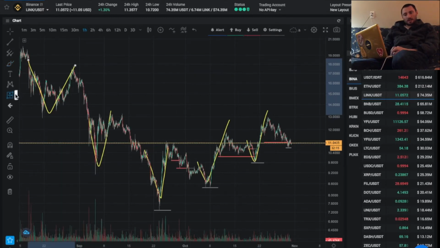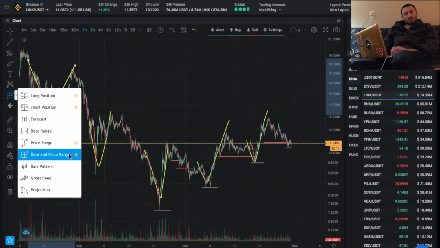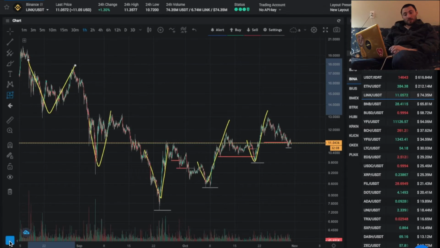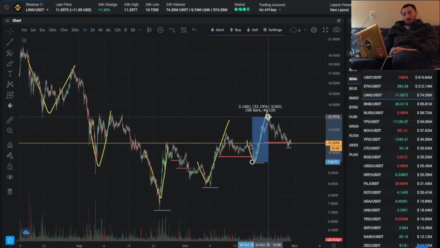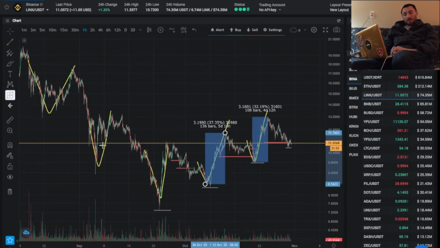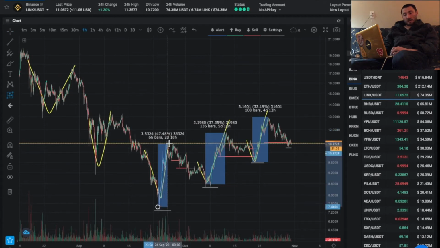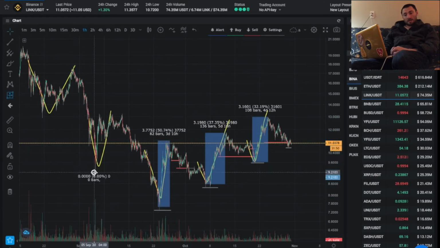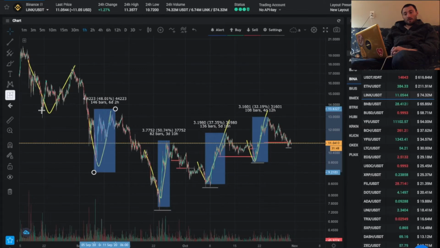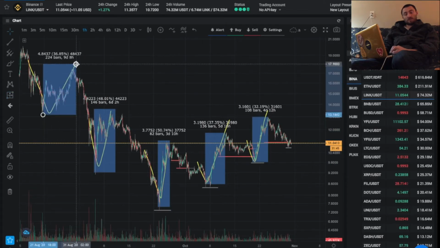We're going to take this date and price range tool. I highly recommend favoriting it. It's going to put it in this little favorites bar that you can turn on and off with the star. But let's take this date and price range tool, and we're going to measure all of these bounces. We want it to look like a trampoline bounce, bottom to top. Okay, and we'll just real quickly go through these pairs.